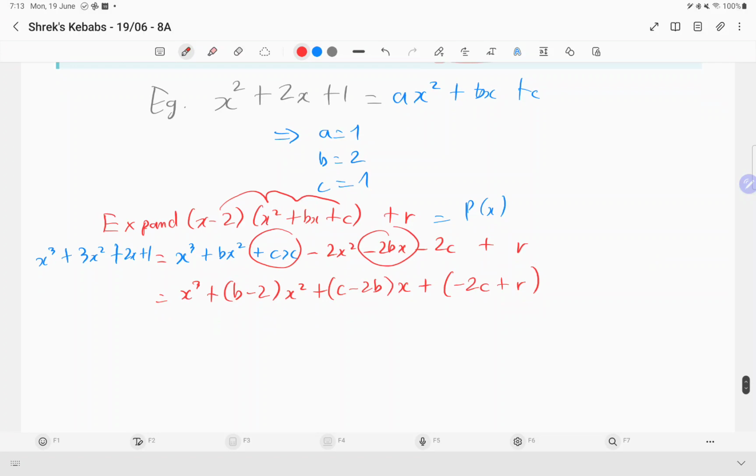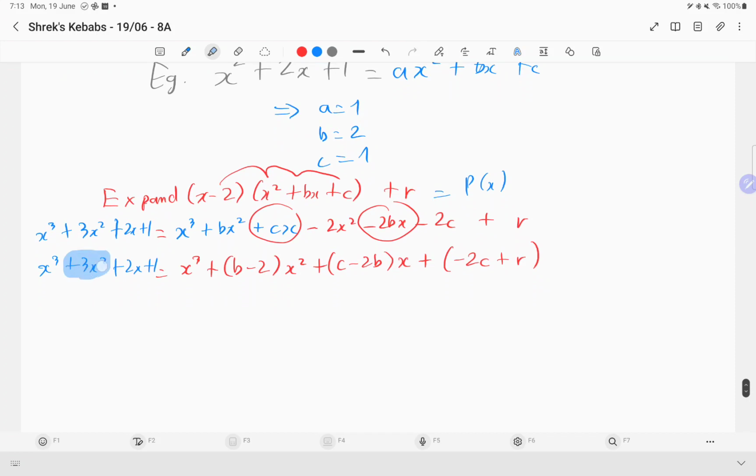Okay? Now, what is the coefficient of x squared on the left-hand side? So I'll rewrite it here, yeah? So x cubed plus 3x squared plus 2x plus 1 must be equal to the other expression. So what do we know? This is the x squared term on the left hand side. What's the x squared term on the right hand side? This one. So what can we say then?